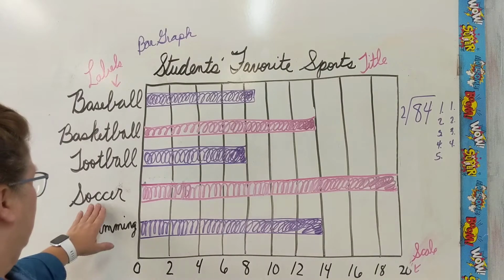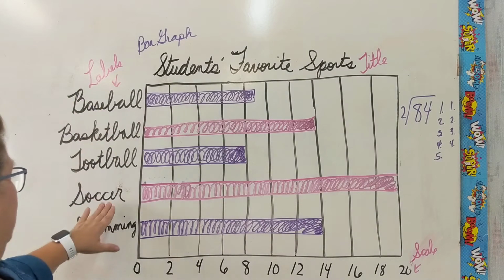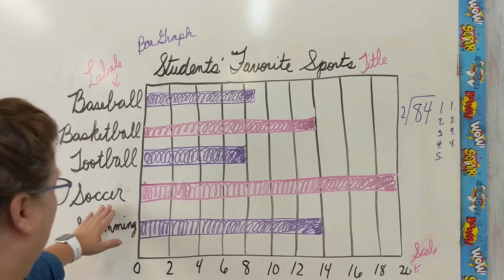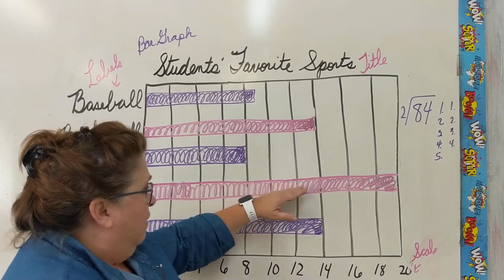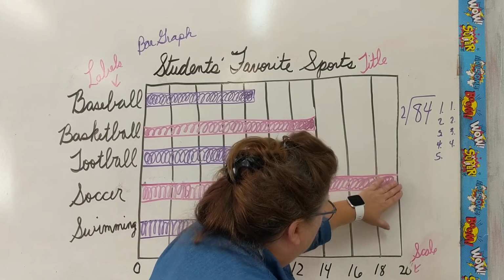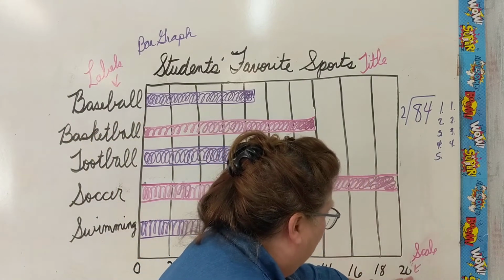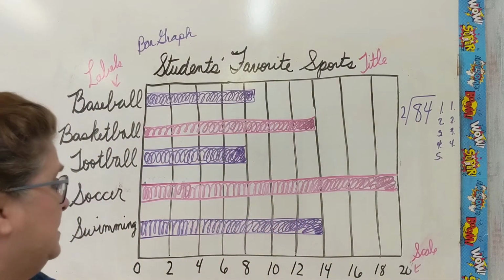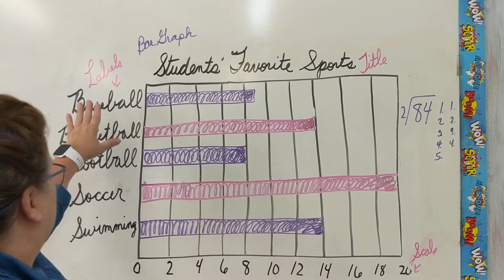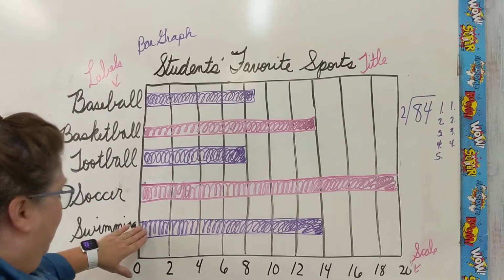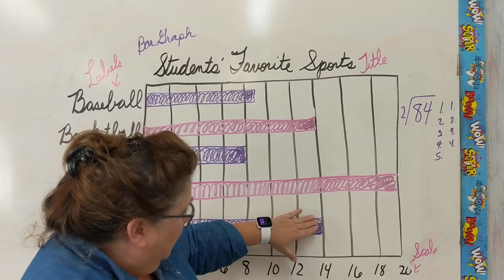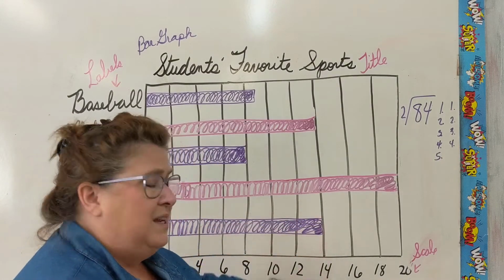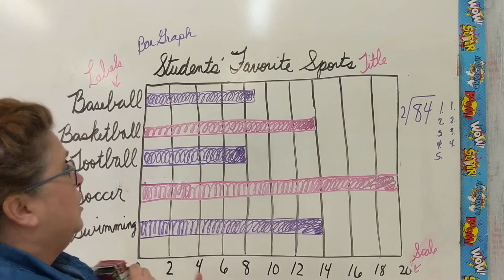Oh my goodness, look at this one. On the labels we have soccer. How many students' favorite sport was soccer? Follow our bar all the way out to the last line. Follow it down, and our label, our scale, says 20 students' favorite sport was soccer. So our last label is swimming. We follow our bar all the way across, follow the line to the bottom, and our scale tells us that 14 students' favorite sport was swimming.